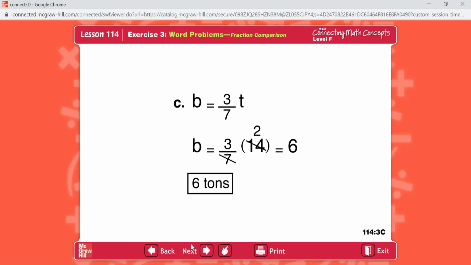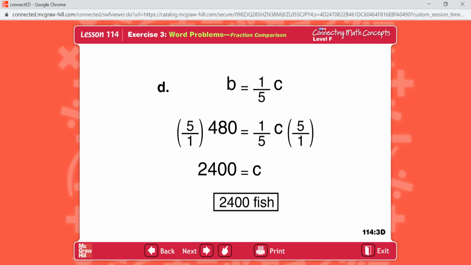You should replace 480 with B to set up the problem, and here's how you do it. You multiply this side by the reciprocal of 1/5, 5/1. You also have to do it over here. Then you multiply straight across. 5 times 480 equals 2,400, which equals C. So you know 2,400 fish.